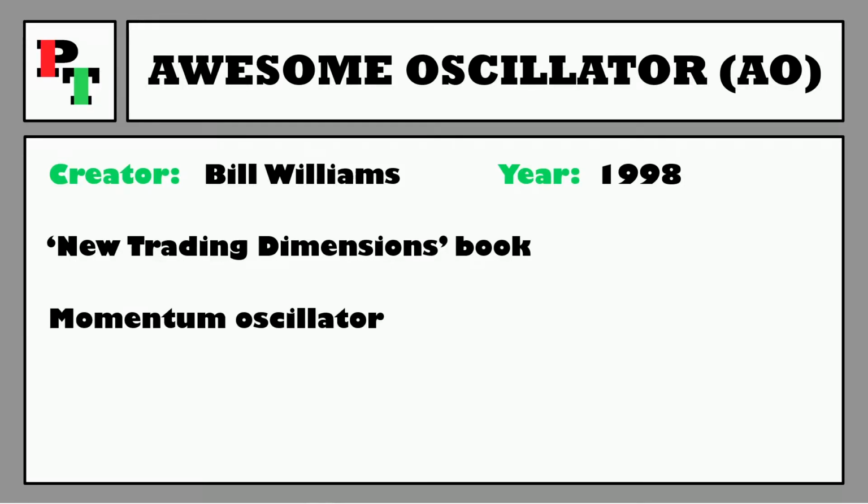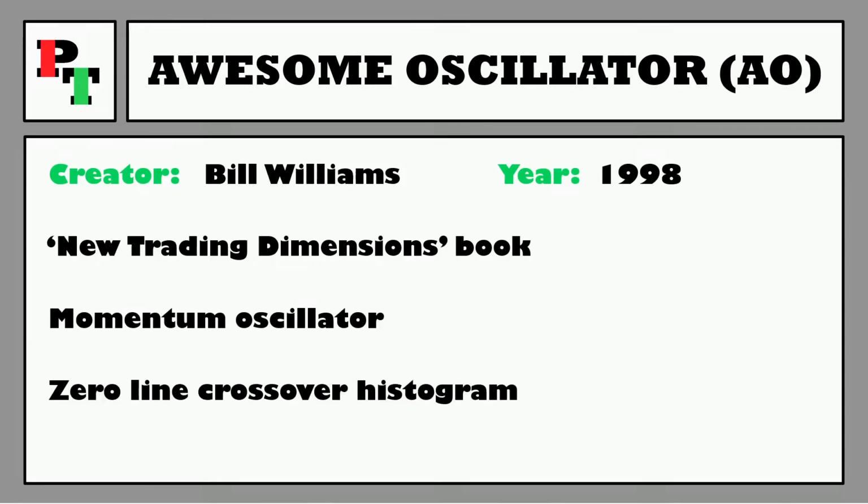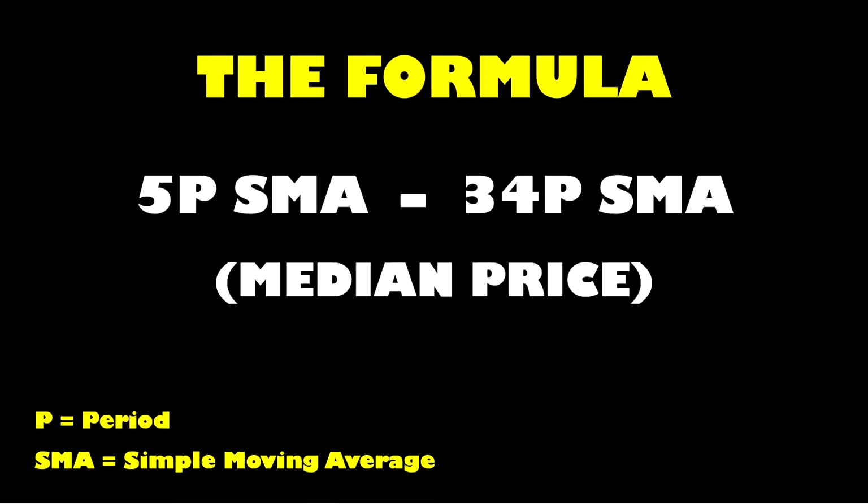The awesome oscillator is a momentum indicator. It's a boundless histogram with a zero-line crossover. Boundless meaning that there is no upper or lower limit to the oscillator's value, unlike say the relative strength index, which uses a scale of 0 to 100. Let's check out the formula that makes that magic.